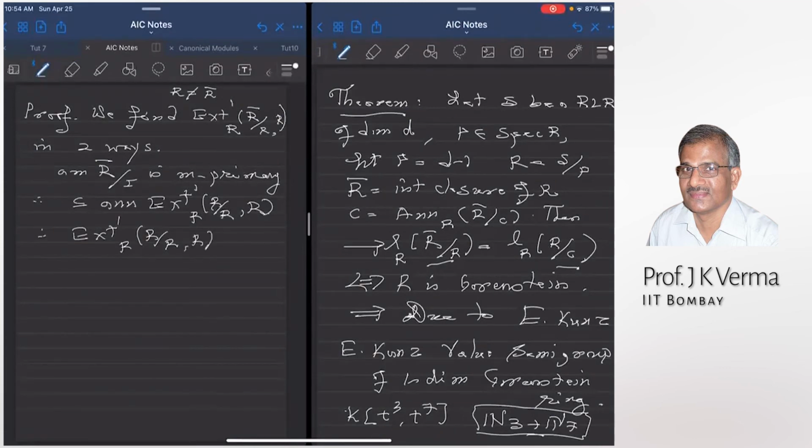Sir, what is I? R bar over R, there is no I. It is the annihilator of the R-module R bar over R. Okay, that is R. Yeah, sorry. Okay, so this is an Artinian module. It is of course finitely generated. So we will find the length of this module. We will calculate Ext^1 of R bar over R and find the length. Now this Ext^1, so just focus on Ext^1.